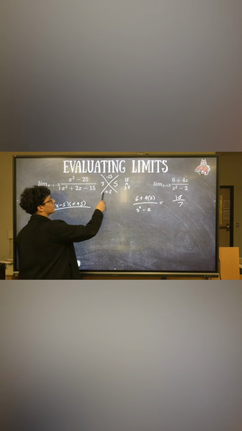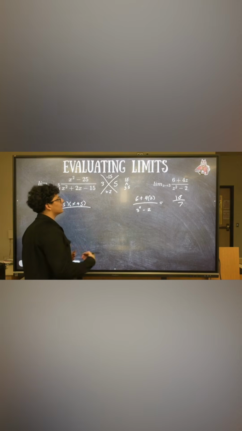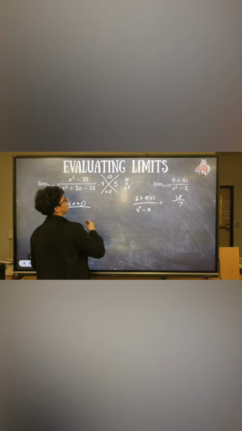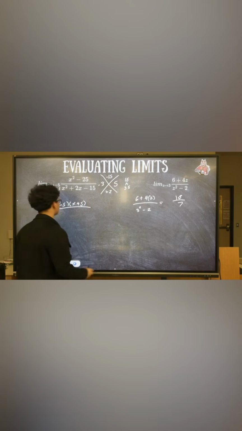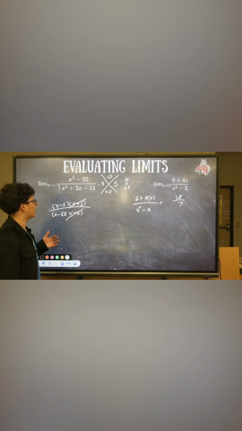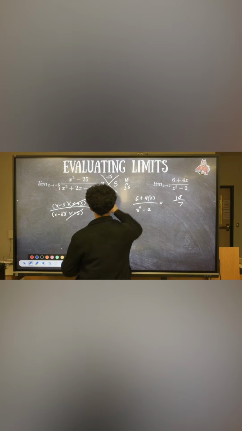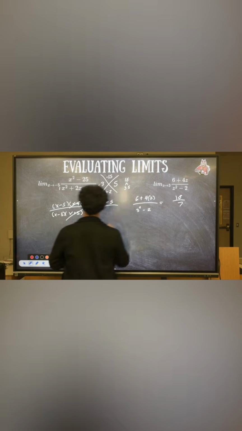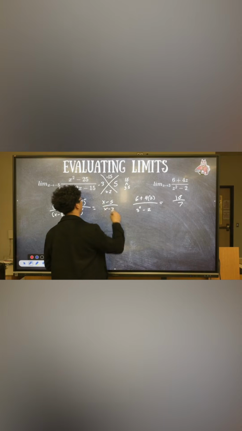Since the middle number here is positive, that would mean that our biggest value here would be positive, leaving the other as negative, since you need to get a negative number here. So our bottom function would be x minus 3 times x plus 5. As you can see here, x plus 5 cancels out. So we canceled out our hole. That would leave us with x minus 5 all divided by x minus 3.